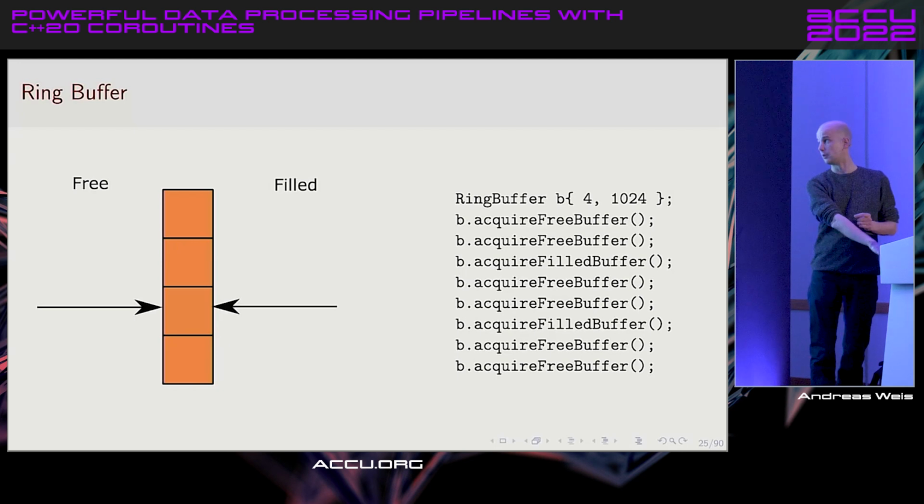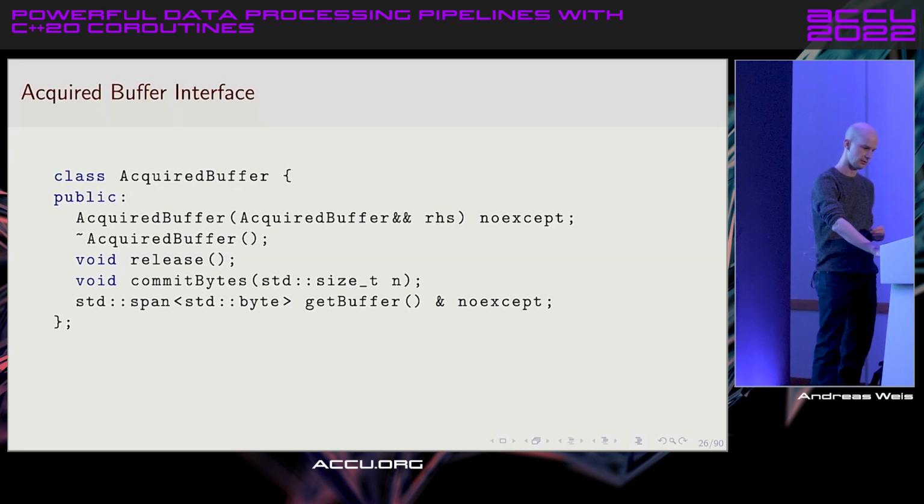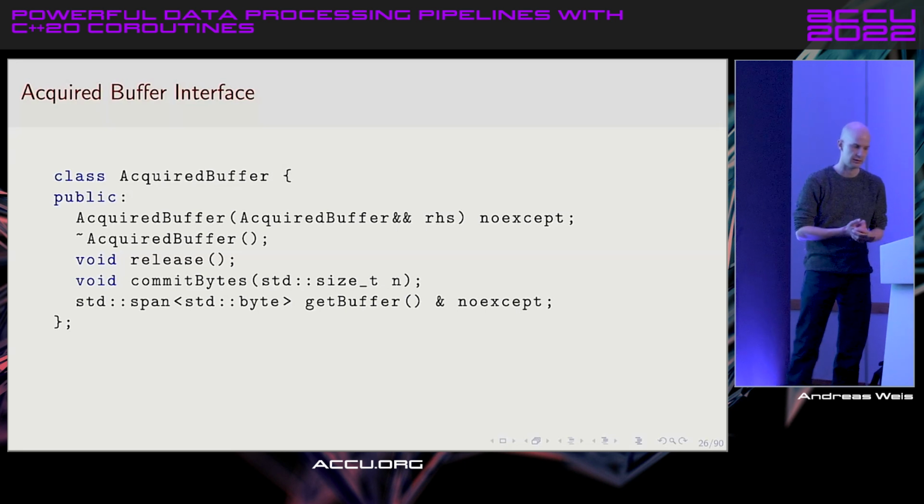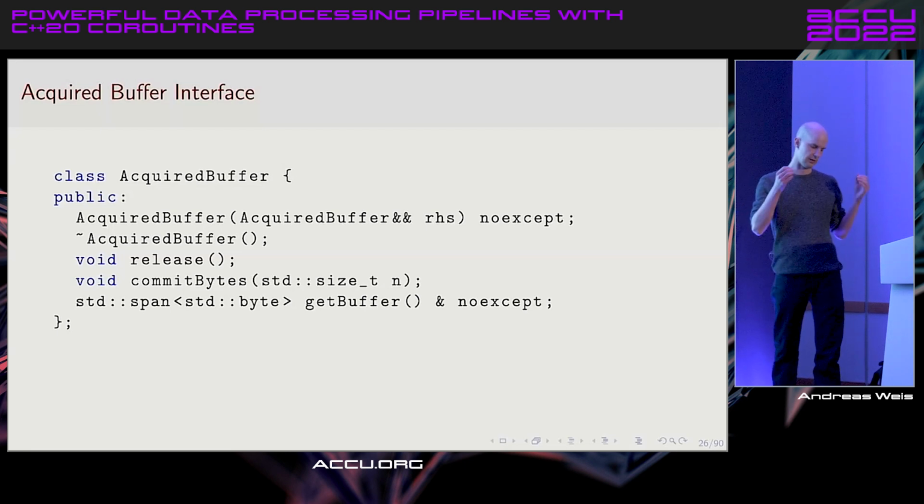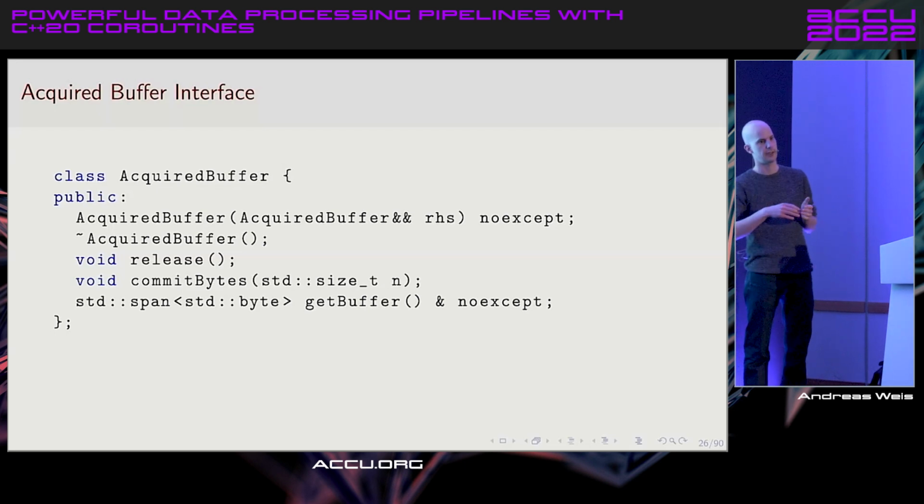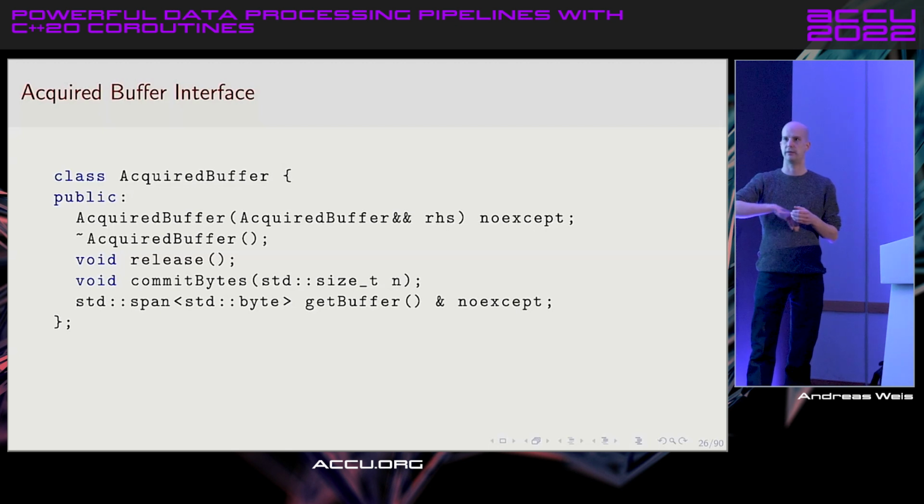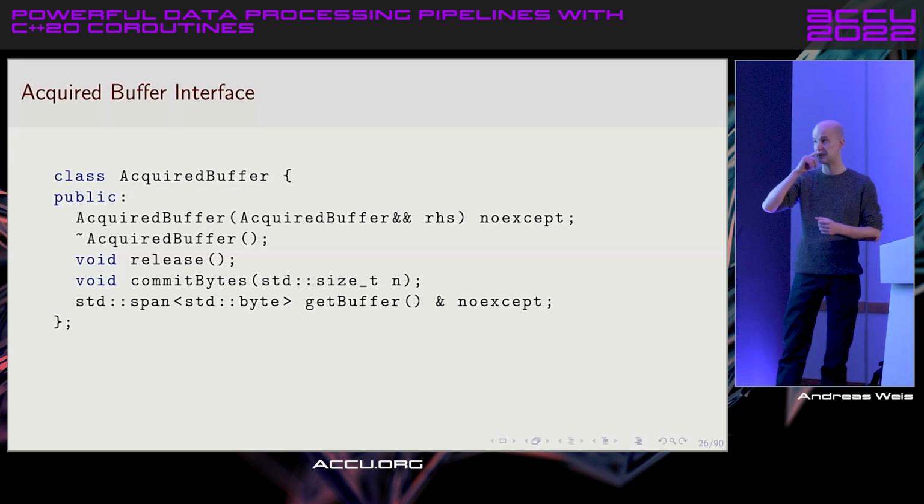So if you look closely at the interface from the beginning, then you might have noticed that my acquire functions hand out an object, which I called acquired buffer. The reason for this is that I need to distinguish basically between the point in time when the buffer was acquired and the point in time when whoever acquired this buffer finished using it. And this is why I'm going to use such a guard object for this.